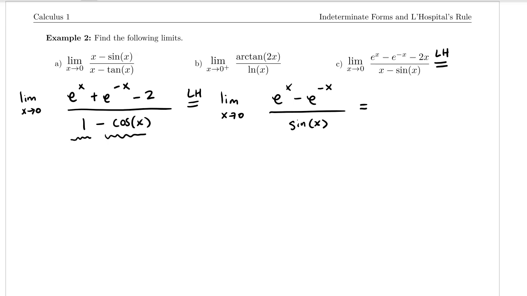Let's see if we can use direct substitution now. So that would give me e to the 0 minus e to the 0 over sine of 0. And that would be 1 minus 1 over 0. And once again, we'd have 0 over 0. So let's see if using L'Hopital's rule again will help us.